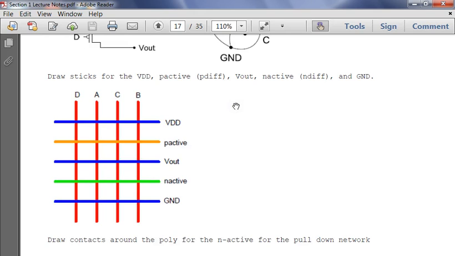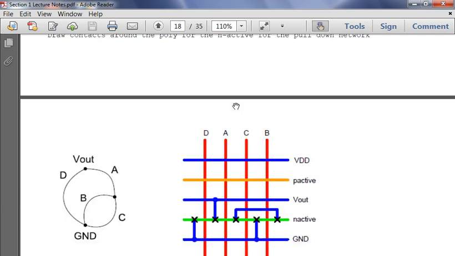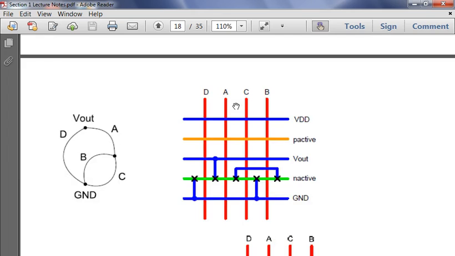So the next step is we're going to draw the contacts around the poly for the N active based on the pull-down network. Here's the example. We're going to take this metal and create contact with the N active. This portion represents your D transistor. So you create another contact, and then it goes to the output.